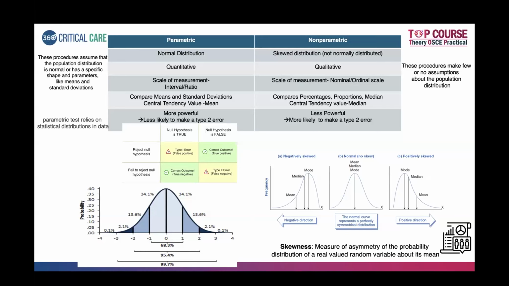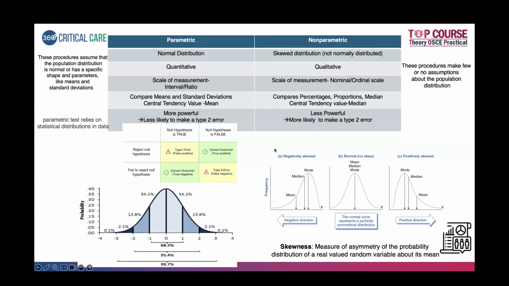So parametric assumes the distribution of the population is under a normal curve, a very uniform distribution. It looks at quantitative data. The scale of measurement is mainly intervals and ratios because it is mainly numerical, and it mainly takes into account the mean, and it is more powerful. Whereas non-parametric is based on skewed distribution, it is qualitative. The scale of measurement is nominal or ordinal, and it compares percentages and proportions. The main factor looked into in assessment is the median, and it is less powerful.